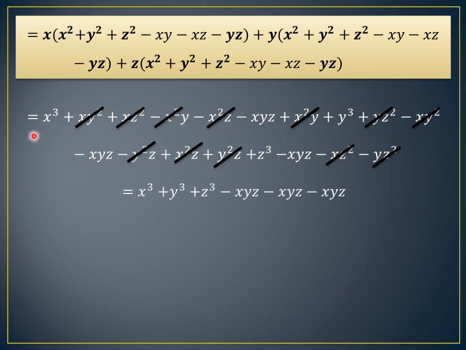Now we are left with x cube, minus xyz, y cube, minus xyz, z cube and minus xyz. So we are left with x cube plus y cube plus z cube and three minus xyz's. Adding these minus 3 xyz's, we will get x cube plus y cube plus z cube minus 3xyz. Practice it twice or thrice, you will feel at ease.